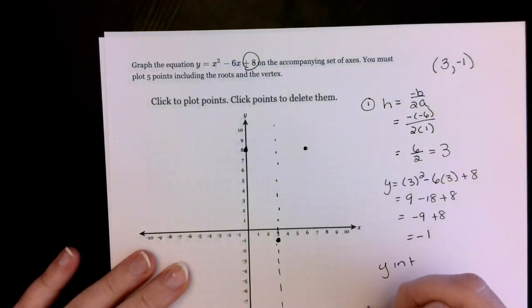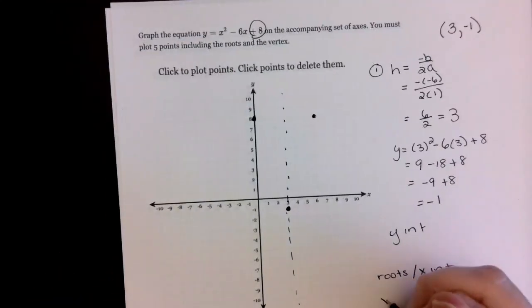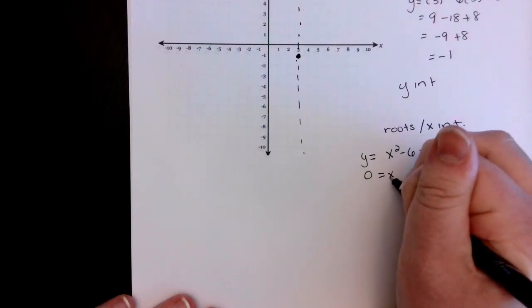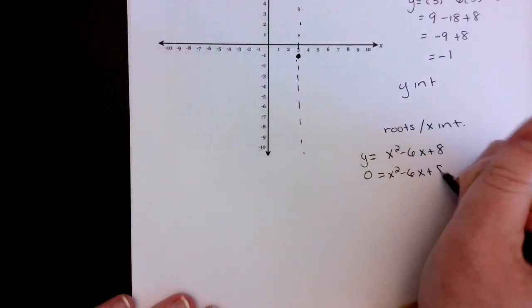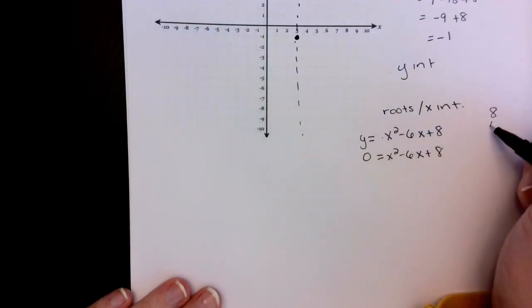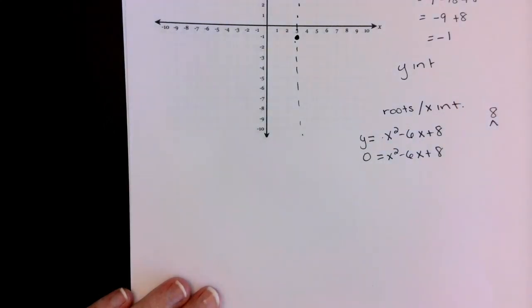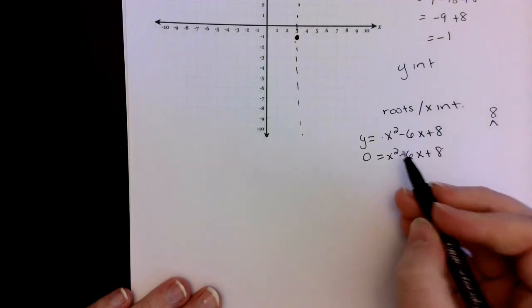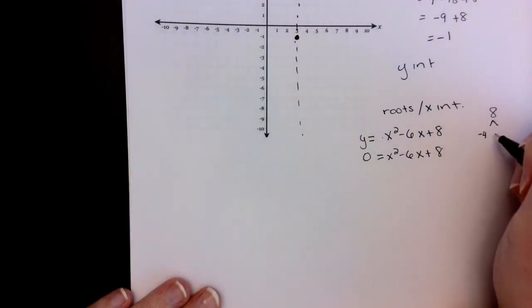I then have to find my roots, or my x-intercepts. So I take this, set it equal to 0, and do the AC method to factor. 1 times 8 is 8. Two numbers that multiply together to be 8 but add together to be negative 6 are negative 4 and negative 2.